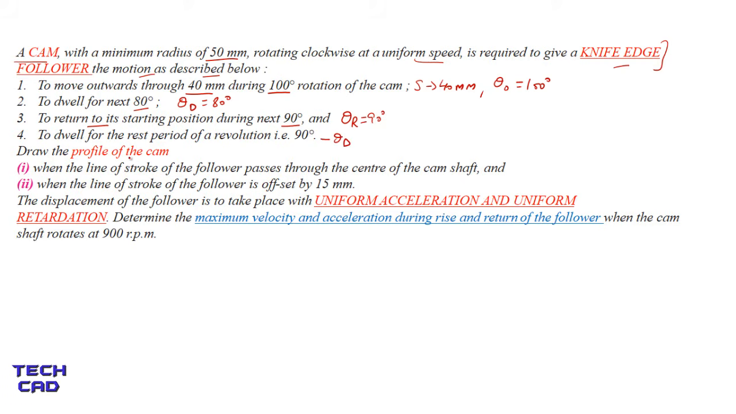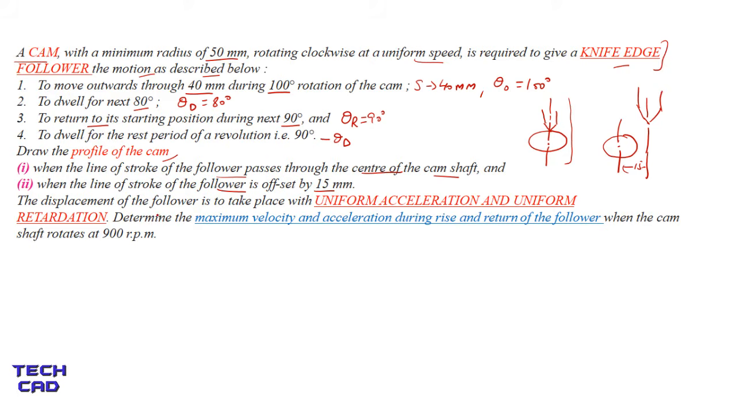The question states to draw the profile of the cam when the line of the stroke of the follower passes through the center of the camshaft. This is your cam and these are the axes of the cam, so the follower axis is passing through the axis of the camshaft. So this is the first case. Another case is when the line of the stroke of the follower is offset by 15 mm. This is the axis of the follower, here we have a cam, and the distance between these axes is 15 mm. So this is another case. But in this video, I'm going to discuss the first case. The other case I will discuss in a further video.